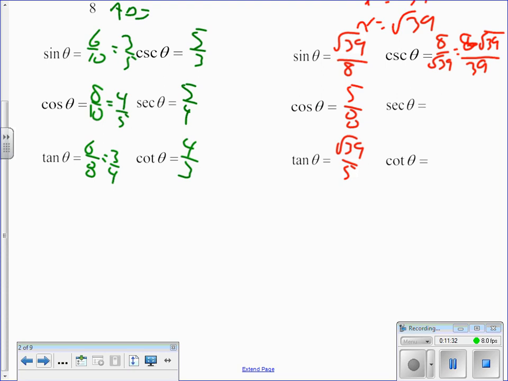Cosine, the secant is the inverse of the cosine. 8 over 5, that's easy enough. Tangent, flip it over to get the cotangent, 5 over the square root of 39. Multiply top and bottom by root 39. You get rid of the square root in the denominator. And you get 5 root 39 over 39. Question.